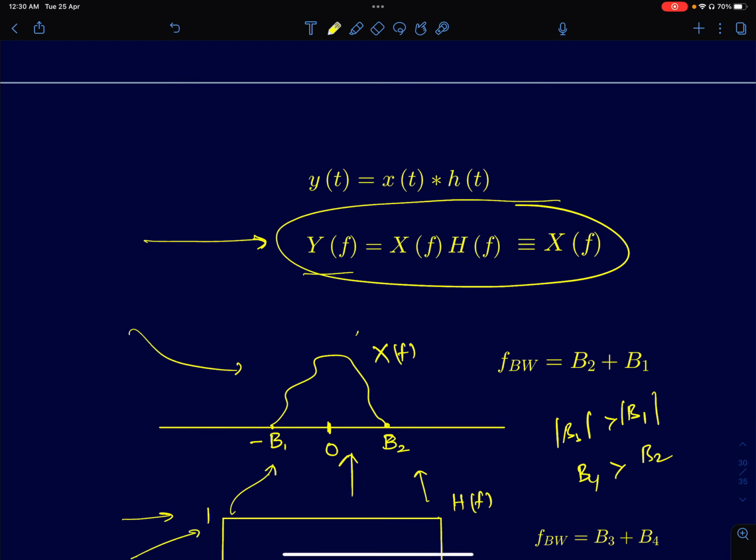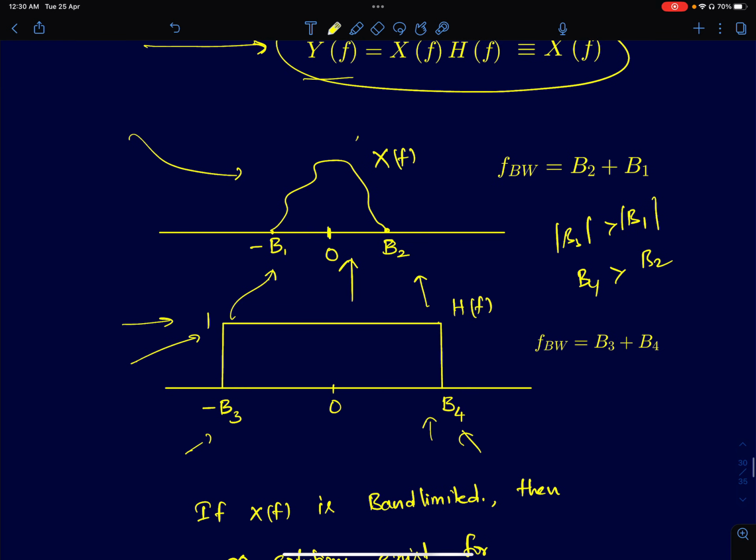Any band limited signal, if you pass it through a filter whose characteristics remain flat in the region where the signal is non-zero. Okay, in the region where the signal is, the only condition you have to satisfy is H of f is supposed to be flat in this region. That's it. It can be anything outside this region. It can have any different shape outside this region. It has to remain flat only within this band of frequencies. And if you satisfy that condition, then the output will exactly be equal to the input.